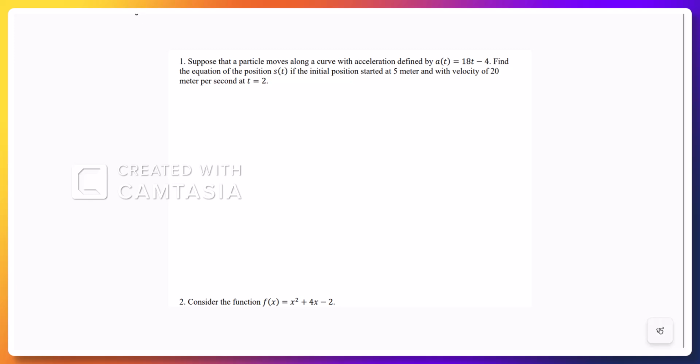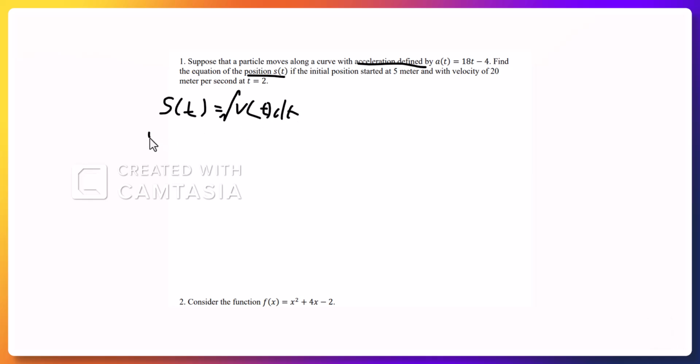We must find the position from the acceleration, and the initial position started at 5 meters with a velocity of 20 meters per second at t equals 2. So first, we want to find out what s of t is going to equal. So s of t is going to equal the integral of v of t dt.